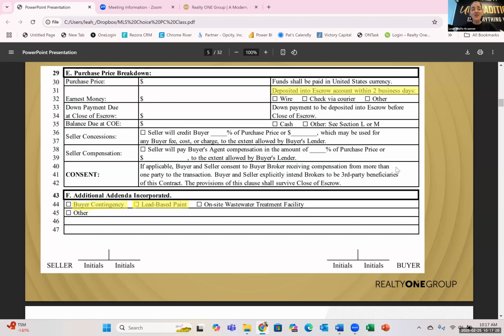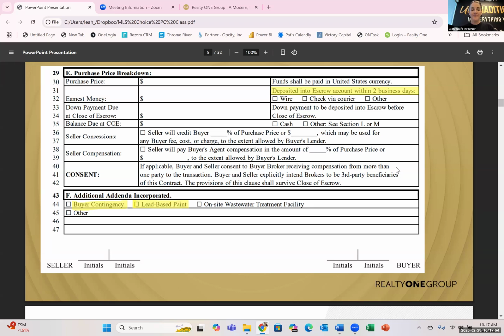All right, so we're still on page 1, and this is the purchase price breakdown. Again, all of this should look very similar: your purchase price, your earnest money, your down payment that's due, your balance due at close of escrow, and is it cash or is it going to be other? Other obviously would be a loan, and that's what's going to be discussed in those other sections. And then right here, seller concessions and seller compensation. The seller concessions right now take up a couple of lines, 100, 101 in the AAR purchase contract, but it's just here, very similar language.